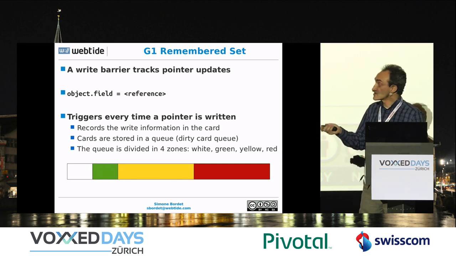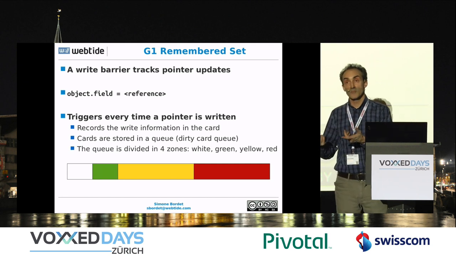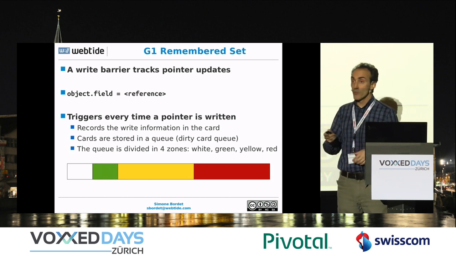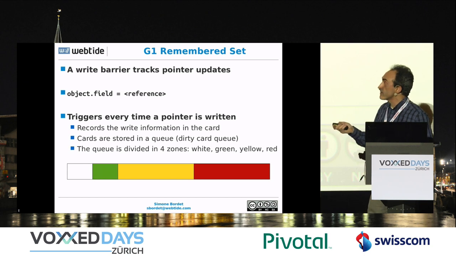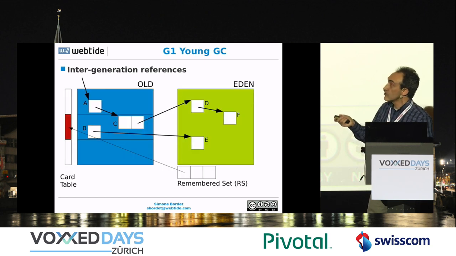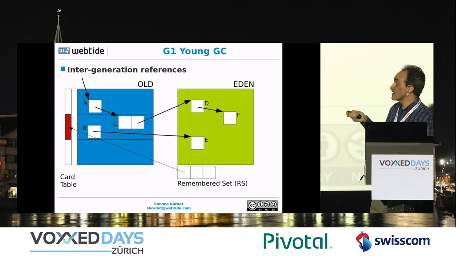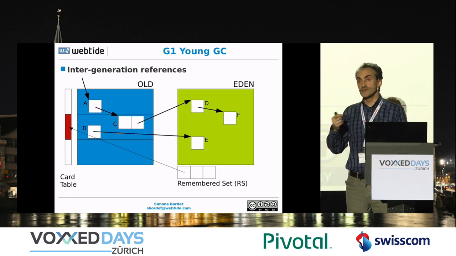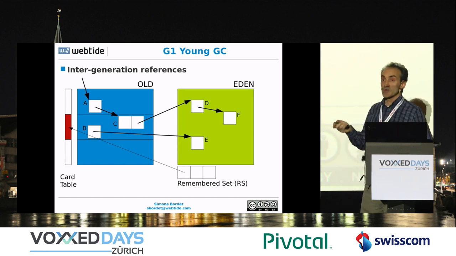When the number of entries exceeds the white zone and enters the green zone, background threads are started by G1. These threads are called refinement threads. And what these threads do is basically they go back here and they say, okay, I know there is a queue somewhere that points to these regions here. I want to update the remember set. I want to be sure that this data structure here is totally up to date. Why does it do that? Why doesn't it update the remember set immediately?